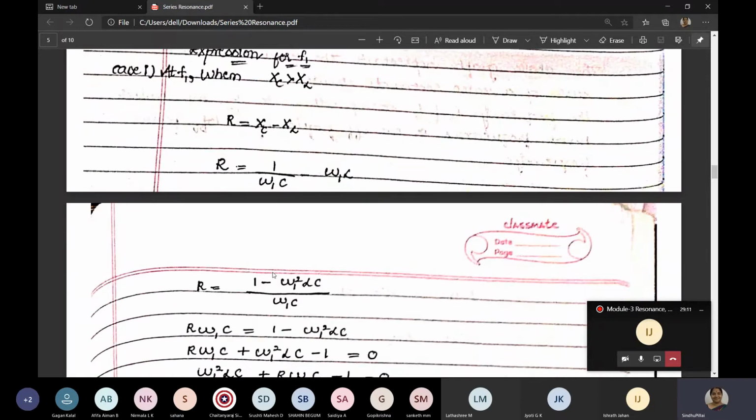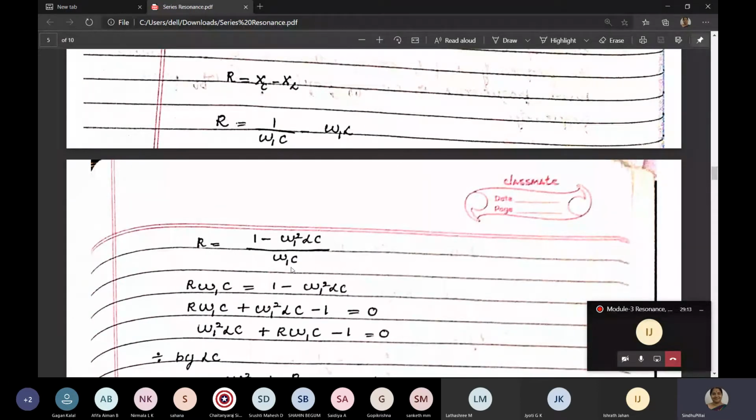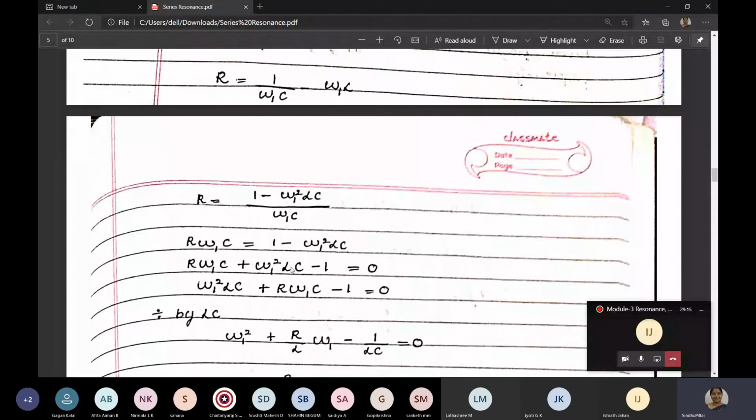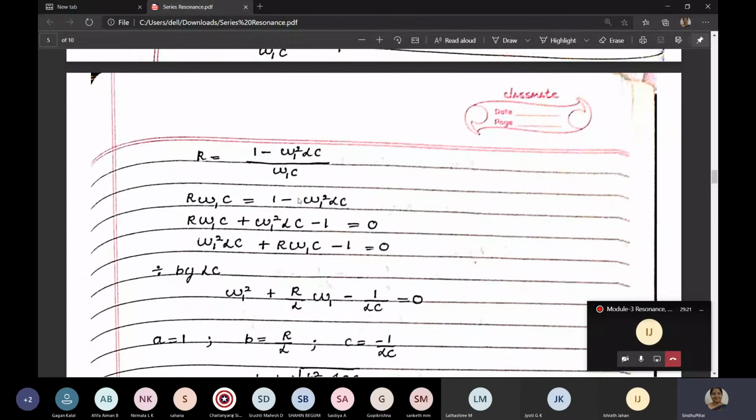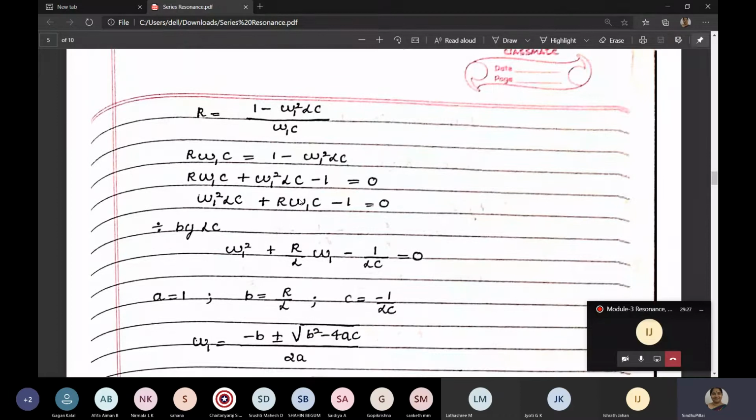After writing this, just take the LCM. Omega 1 C is the LCM. So what will be in the numerator? You'll get 1 minus omega 1 square LC. Next, what have they done? They have cross multiplied. So R into omega 1 C is equal to 1 minus omega 1 square LC. Just rearrange the terms and write it in the way of this expression.